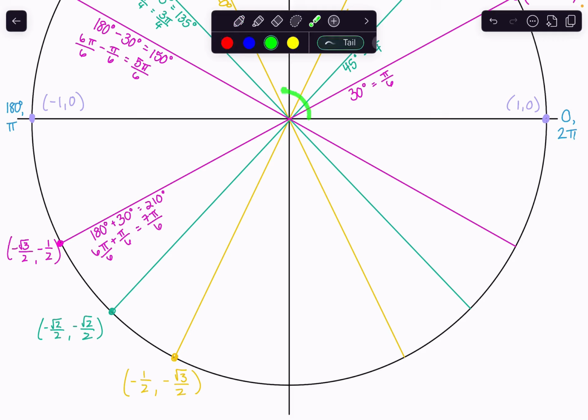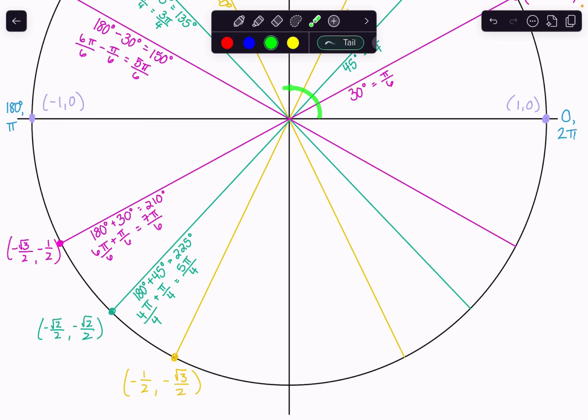For a 45-degree angle from 180, we're going an extra 45 forward. So this is 180 plus 45, which is 225 degrees. But again, that's the same thing as saying we go pi, and then we go pi over 4 more. So to simplify this, write that with the same denominator. That gives you 5 pi over 4.